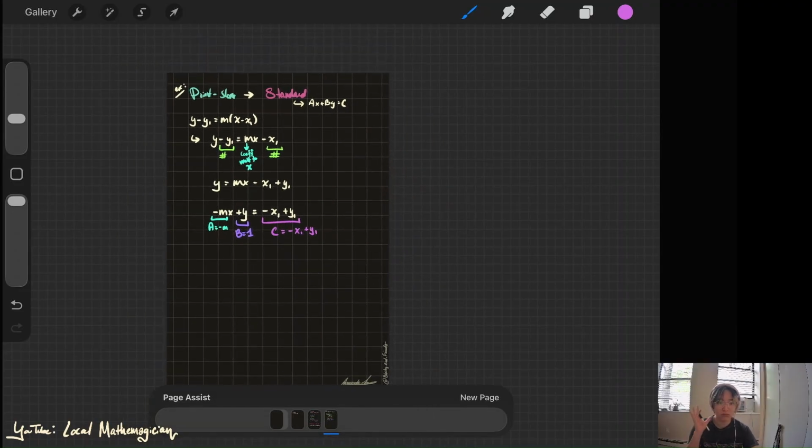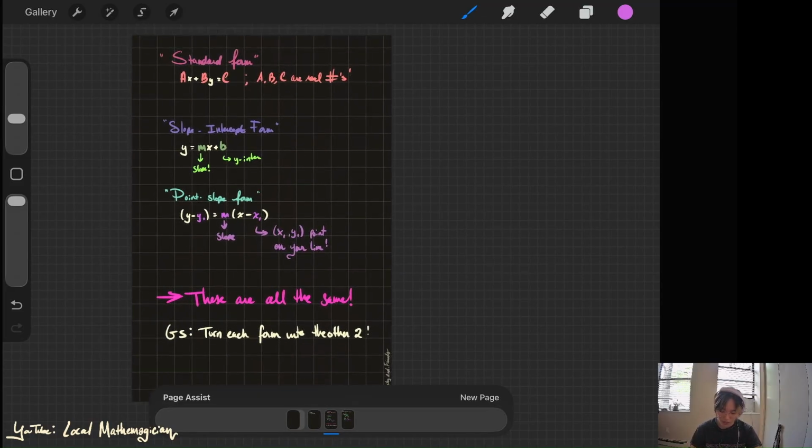So, first conceptual question: turn each of these forms, here, here, and here, into the others, okay? So you should be able to go from standard to point slope back to standard, so on and so forth, okay?